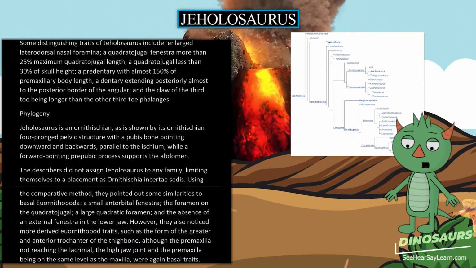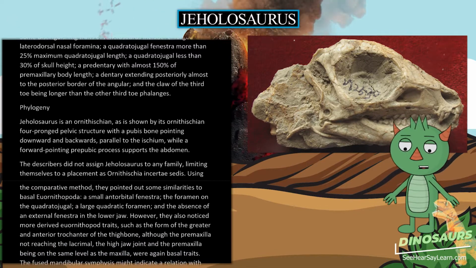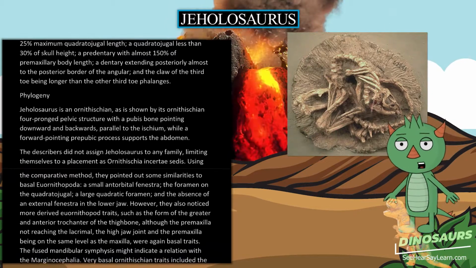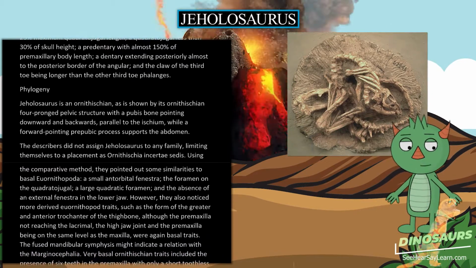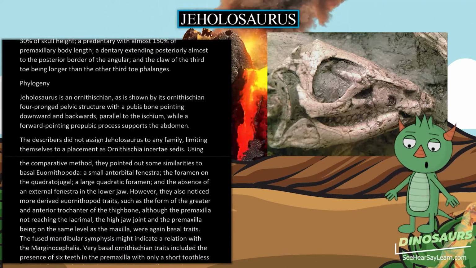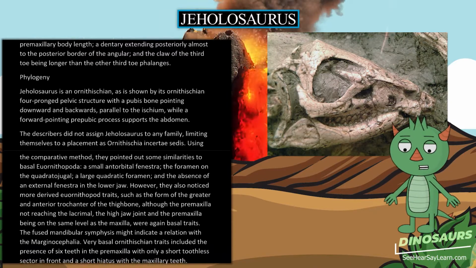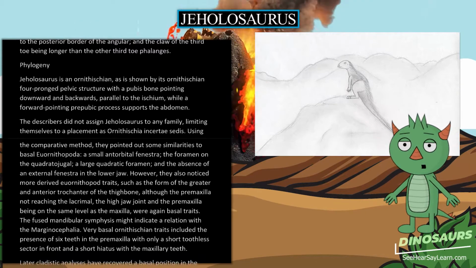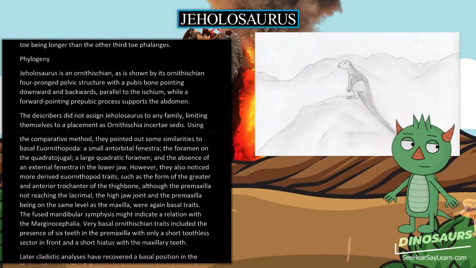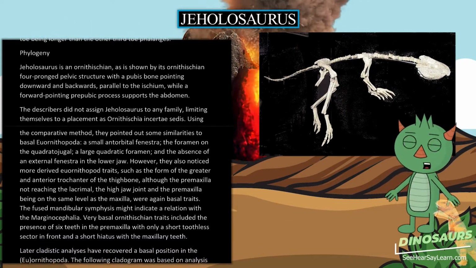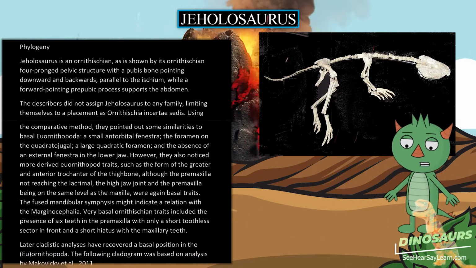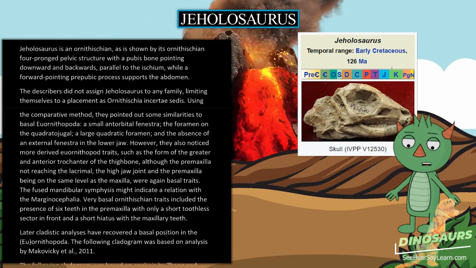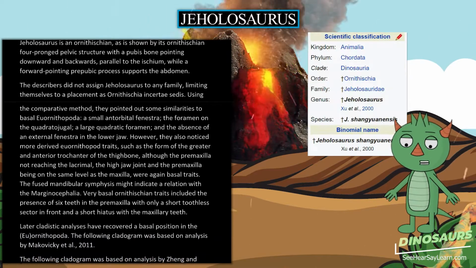Using the comparative method, they pointed out some similarities to basal Ornithopoda: a small antorbital fenestra, the foramen on the quadratojugal, a large quadratic foramen, and the absence of an external fenestra in the lower jaw. However, they also noticed more derived ornithopod traits, such as the form of the greater and anterior trochanter of the thigh bone. The premaxilla not reaching the lacrimal, the high jaw joint, and the premaxilla being on the same level as the maxilla were again basal traits. The fused mandibular symphysis might indicate a relation with the Marginocephalia.